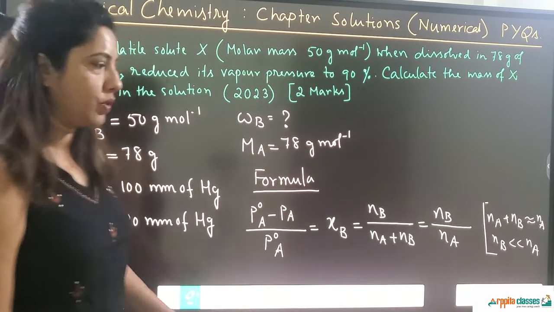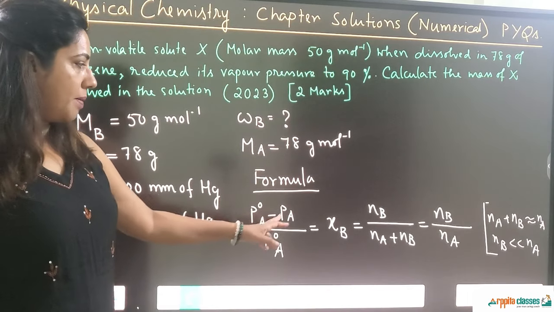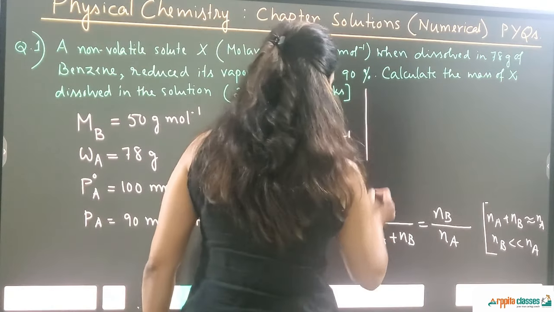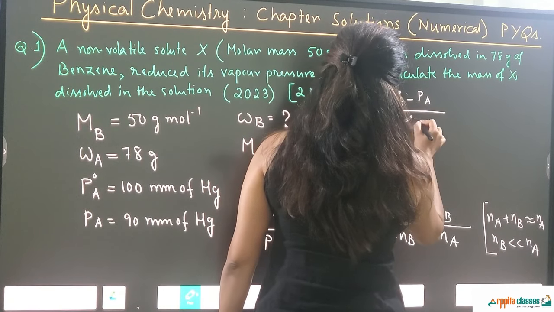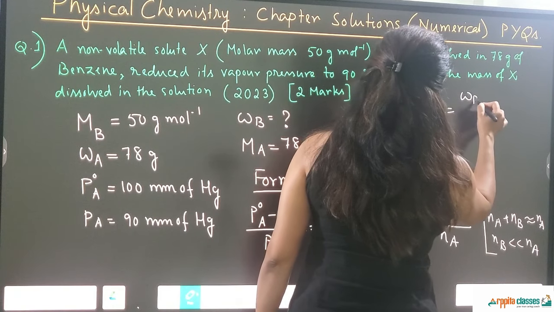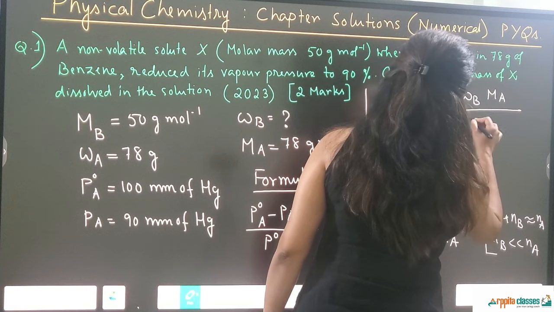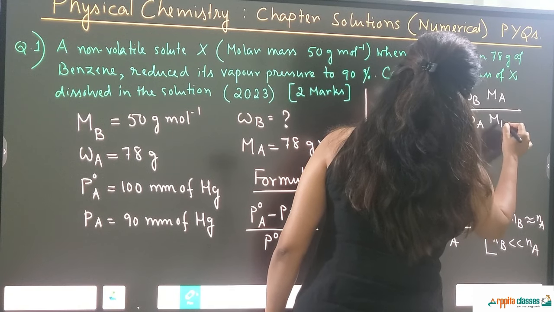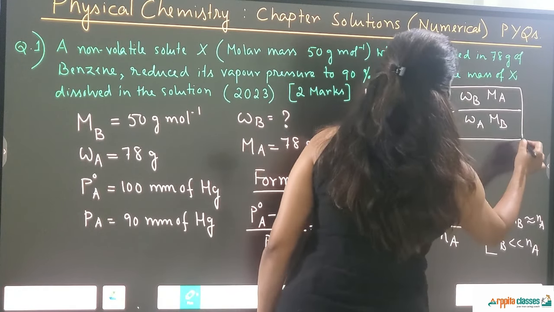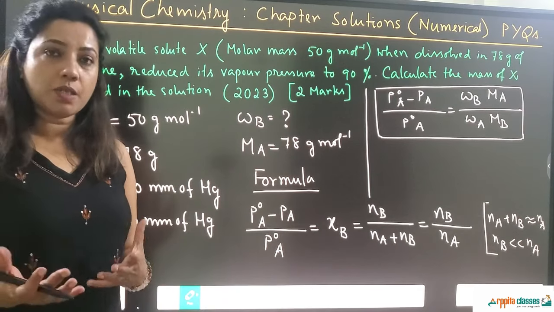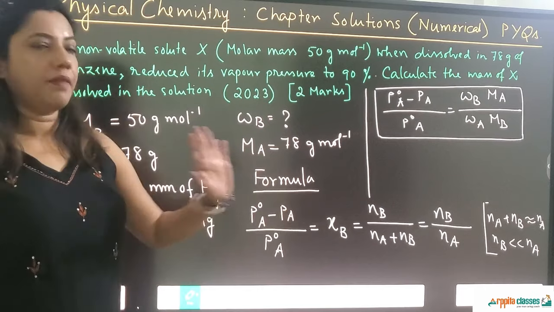I could have used the formula directly, but since I wanted to show you how the formula has come, that is P naught A minus P upon P naught A. What is the formula we have used over here? That is P naught A minus PA upon P naught A is equal to WB into MA divided by WA into MB. This is the formula we have used over here, but I told you how the formula has come. So that will be used in case of theory also. And if by any chance you forget the formula, you can derive it from here.